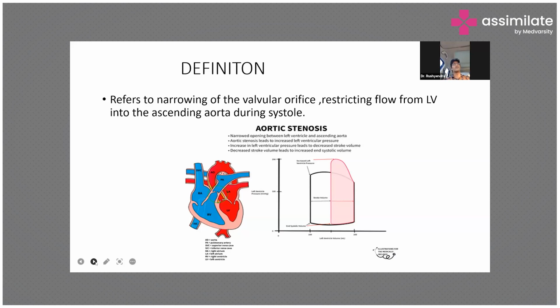When there is a problem with the orifice during systole, what happens? The entire blood actually forces back into the LV. So there will be a huge pressure buildup in the LV, which leads to LV dysfunction. That is the main problem with aortic stenosis. So when you are dealing with aortic stenosis, you are almost dealing with a patient of LV systolic dysfunction. Next slide.